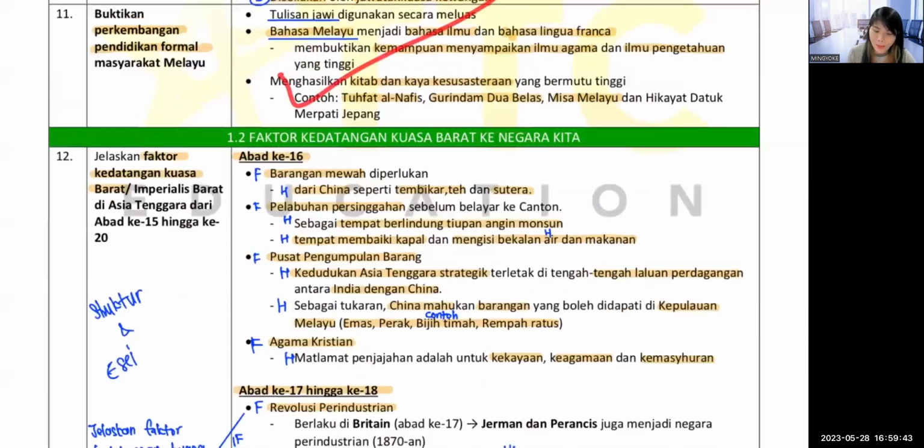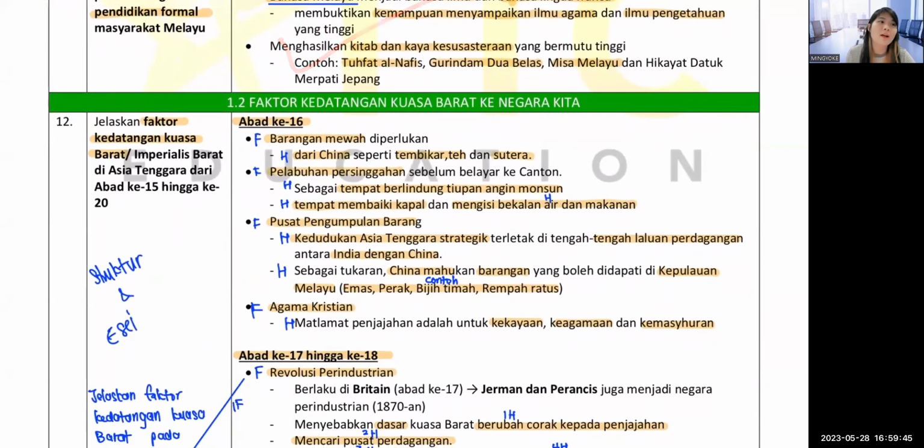So then after that, how about the factor? Oh, factor 1, very popular especially in your essay.